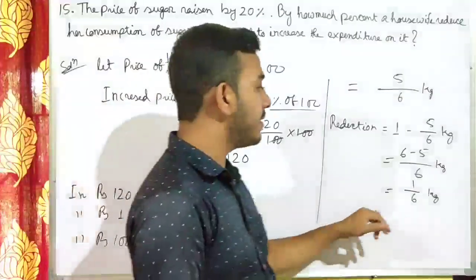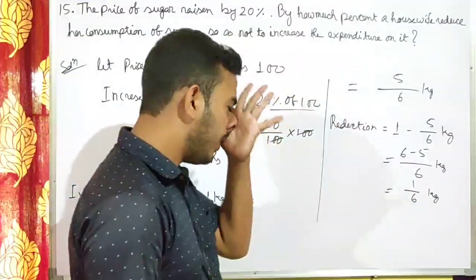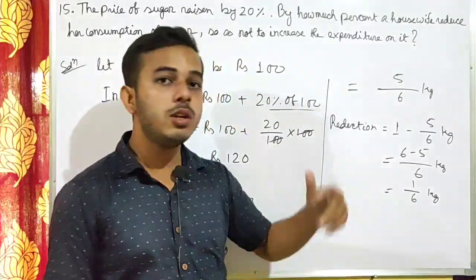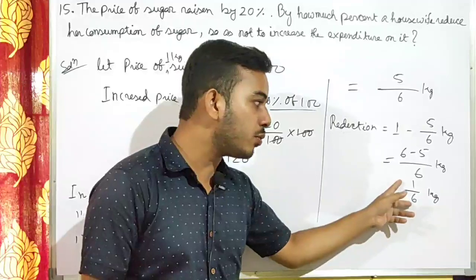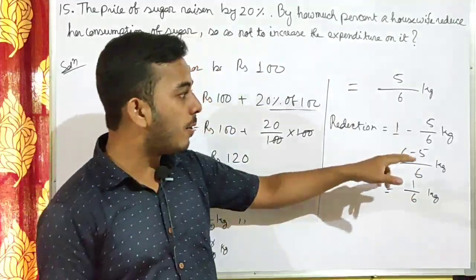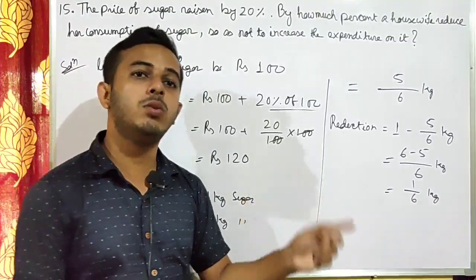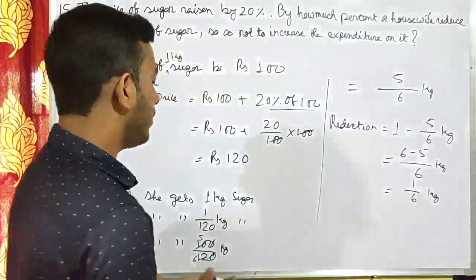Now we have to express this as a percentage. How do we find the decrease percentage? It is the decrease amount by the total amount. The decrease amount here is 1 by 6, and the total amount is 1, so decrease amount by total amount into 100. So we'll find it easily.